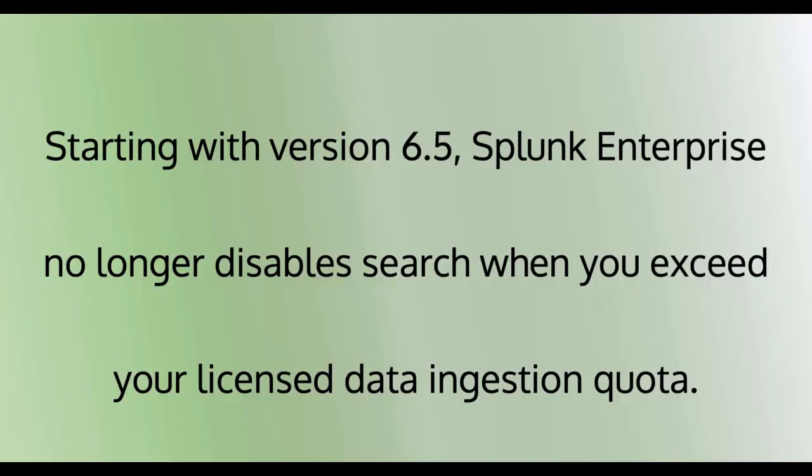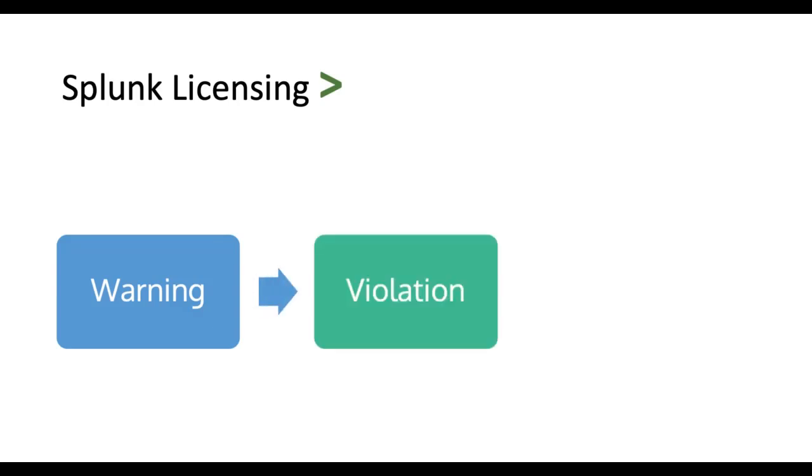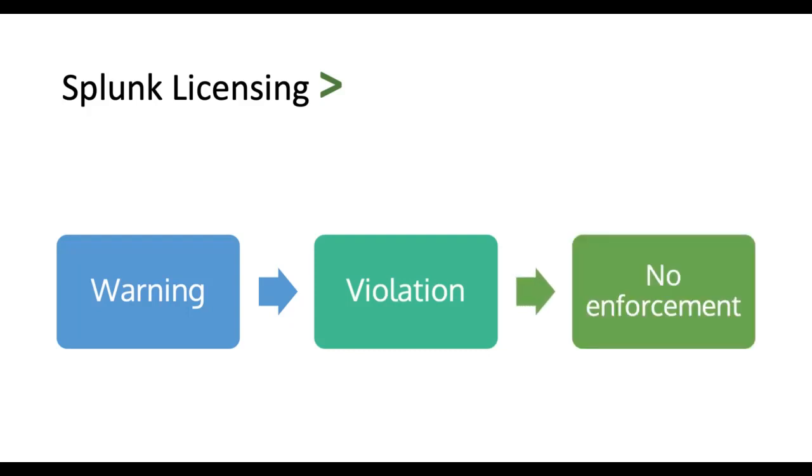Starting with version 6.5, Splunk Enterprise no longer disables search when you exceed your licensed data ingestion quota. This is called the no enforcement policy. So here's what happens when you exceed your quotas. If you exceed your licensed daily volume on any one calendar day, you get a warning. If you get 5 or more warnings in a rolling 30-day period, you're in violation. If you're in violation, Splunk will continue to send messages, but it will not disable your search or any features. Splunk does this to allow for unexpected, temporary bursts of data volume.